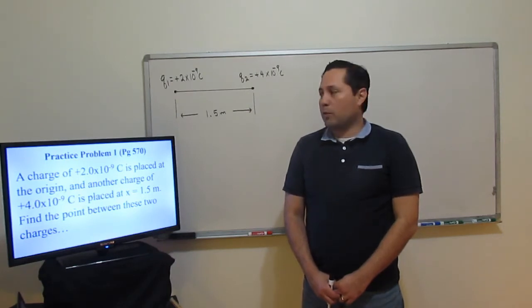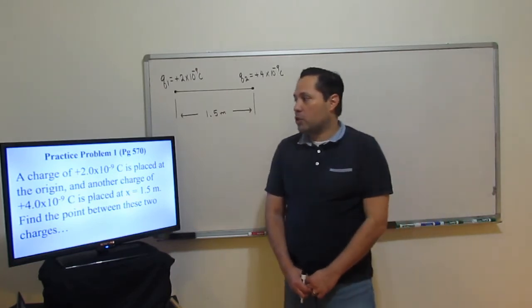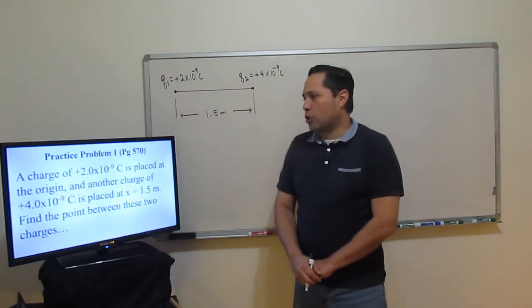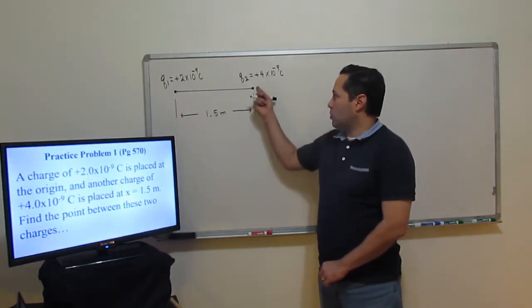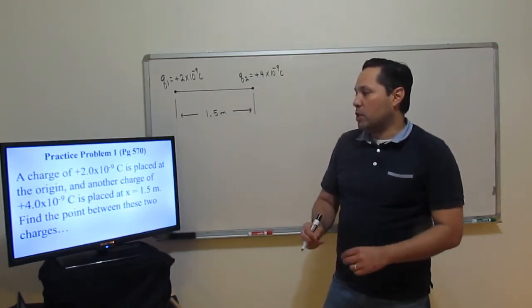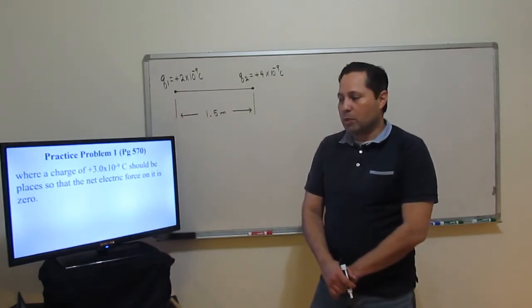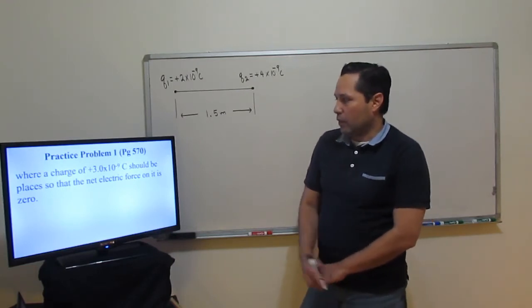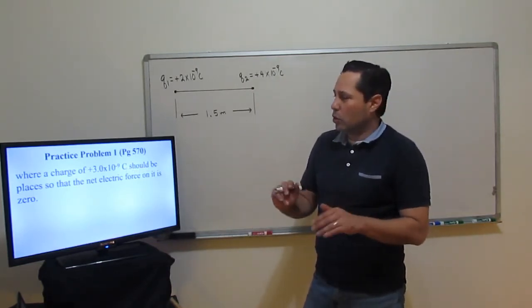Up next is practice problem number 1 out of page 570 of your textbook. In this problem, they say the following. A charge of 2 times 10 to the negative 9 coulombs is placed at the origin. Another charge of 4 times 10 to the negative 9 coulombs is placed 1.5 meters from the origin. Find the point between these two charges where a charge of 3 times 10 to the negative 9 coulombs should be placed so that the net electrical force on it is 0. Now they give us a value of 3 times 10 to the negative 9, but we don't need it. It will get canceled out, so it's irrelevant.